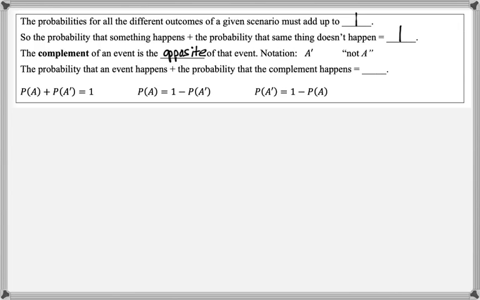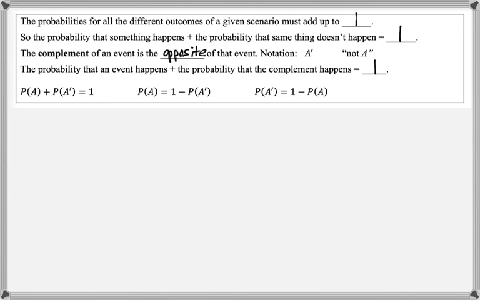And there's really two different notations. It's either A with this symbol, which is read A prime, or we can say not A. So both of these mean the complement or the opposite of A. And the probability that an event happens plus the probability that the complement happens is 1.